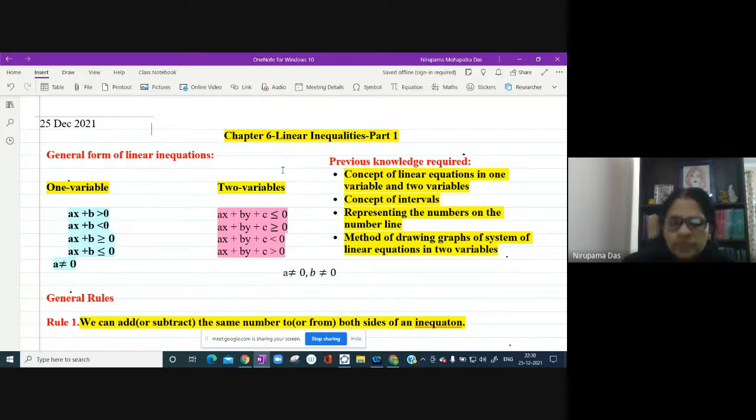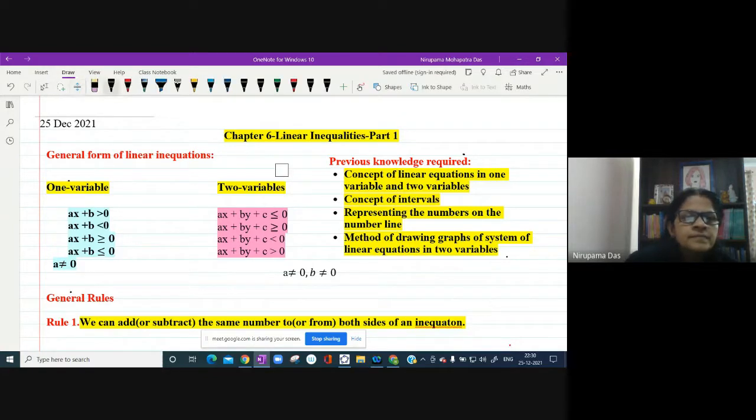As you know, linear equations in one variable, what is the general form? In one variable, the general form is ax plus b equal to 0, where a not equal to 0. Because if a becomes 0, you won't have any variable, so you won't have any equation.